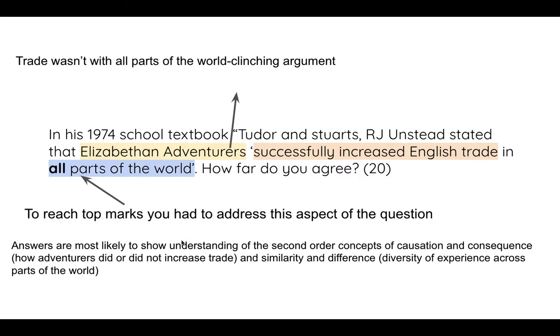So answers are most likely to show understanding of the second order concepts of causation and consequence, so how adventurers did or did not increase trade, and similarity and difference, looking at diversity as well there, so the diversity of experience across parts of the world.